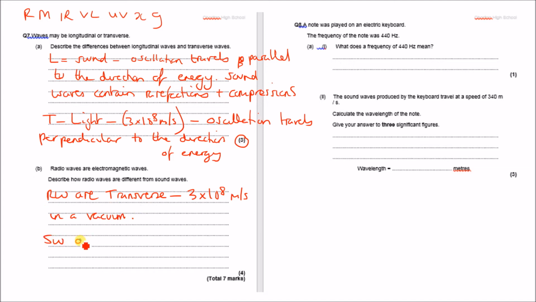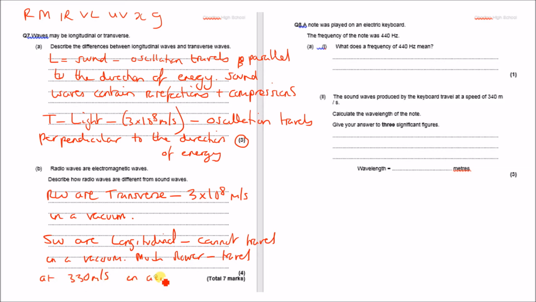Sound waves are longitudinal, and they cannot travel in a vacuum. They are also much slower, travelling at 330 meters per second in air. Remember, this is in air. They travel faster in solids and a little bit faster in liquids. So the transmission of longitudinal sound waves is to do with how close the particles are together, and that's why they would travel faster in a solid.